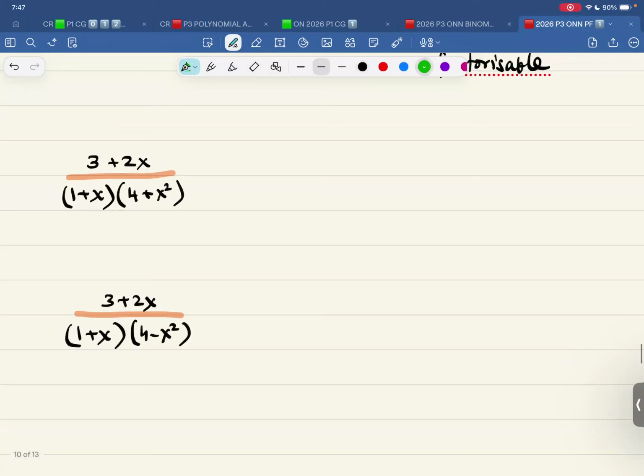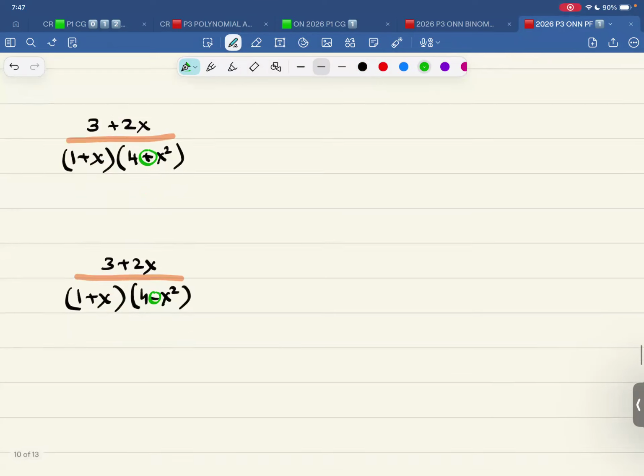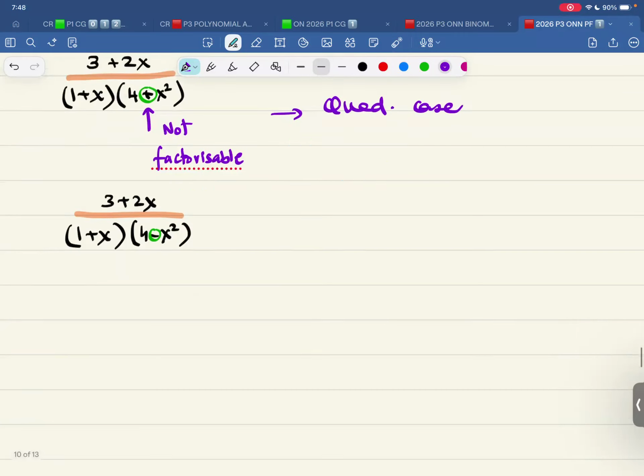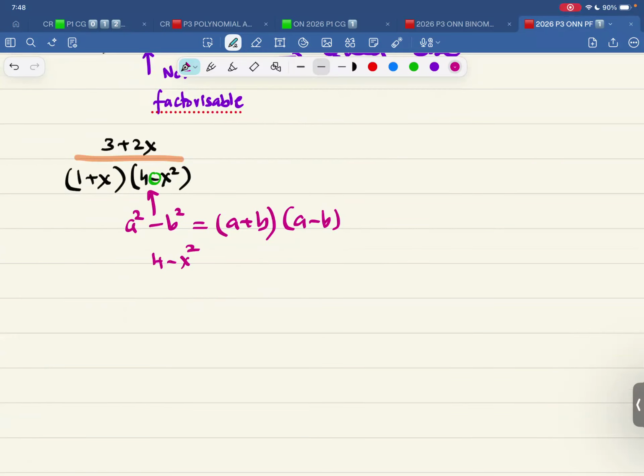So what is the difference between the two? The difference between the two is this plus and the negative sign. If it's a plus sign, it's not factorizable. So since it's not factorizable, we say that this is a quadratic case. And over here, this negative sign, this is factorizable. A square minus b square, that is a plus b, a minus b. So therefore, this is 4 minus x squared, that is 2 plus x, 2 minus x.